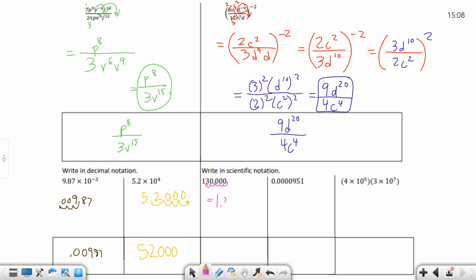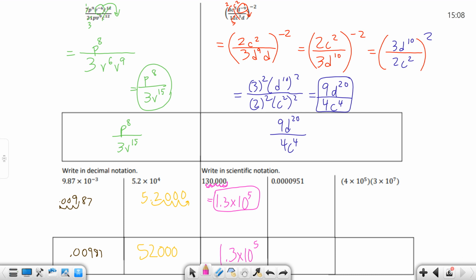So this is going to be 1.3 times 10 to the how many? How many did we move it? 1, 2, 3, 4, 5. 1.3 times 10 to the 5th power is my scientific notation there. I don't know why I wrote 6 there. Got a 5 right here, don't I? So it should be 1.3 times 10 to the 5th power.